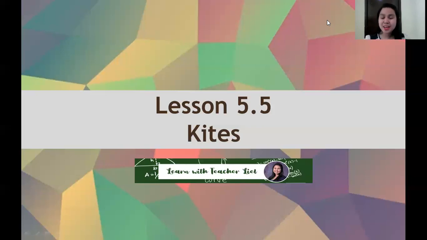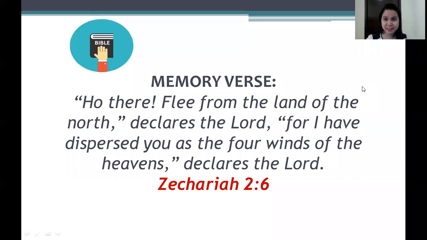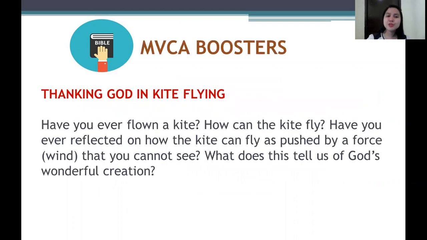To start with, we need to recite today's memory verse, and it's found in Zechariah 2, verse 5. It says, "Ho there, flee from the land of the north, declares the Lord. For I have dispersed you as the four winds of the heavens, declares the Lord." At the end of today's class, you need to answer your MBCA boosters. And it's about thanking God in kite flying.